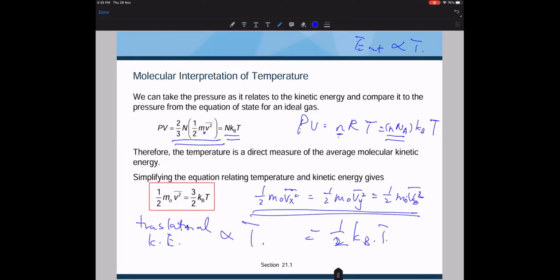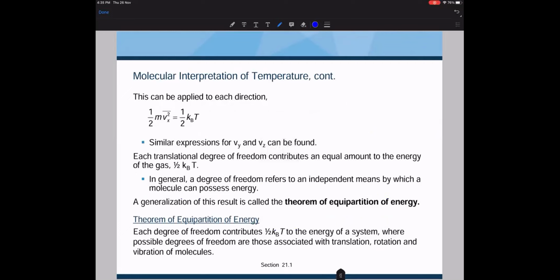And this is a very important assumption that along any particular direction, or along any of the axes, the average energy is equal to 1/2 times kB times T. This is something we call the theorem of the equal partition of the energy. And this theorem plays a very important role in determining more complicated systems.